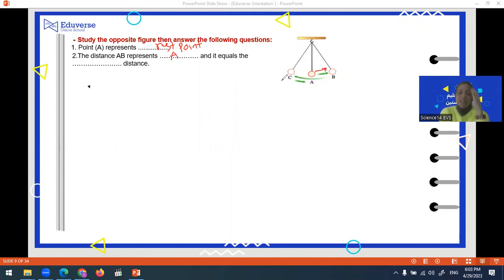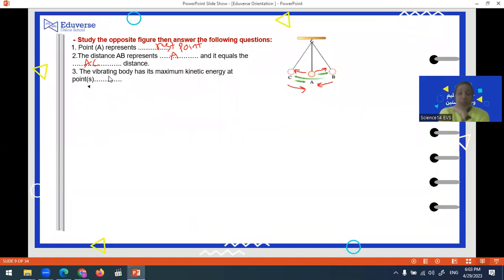Amplitude, of course, excellent. And it's equal to what? We have many answers here. For example, we can say it will be equal to the distance between B and A. And it's also equal to A to C or C to A. We have 4 equal amplitudes in one complete oscillation. So the distance between them, they are all equal in distance and in time too. Excellent.